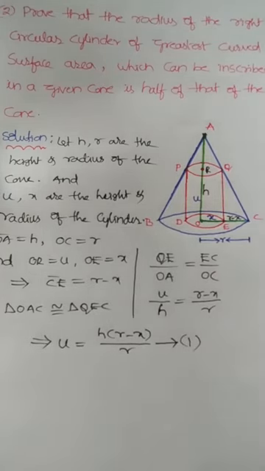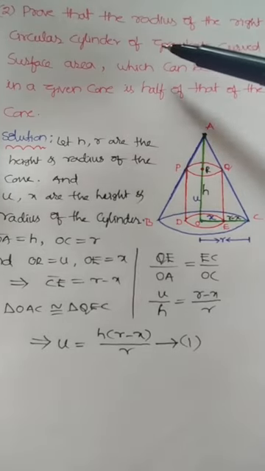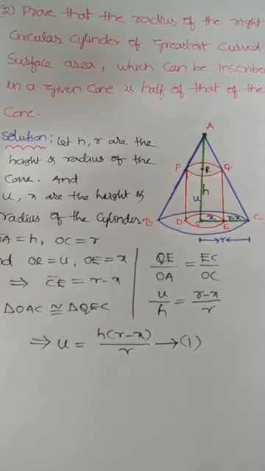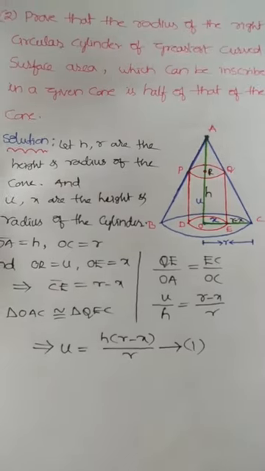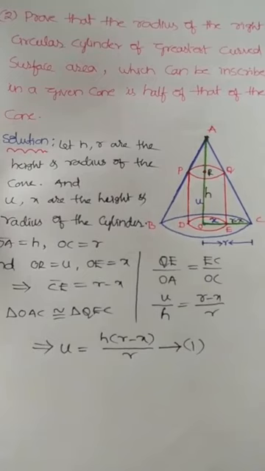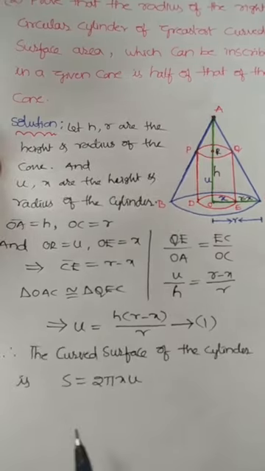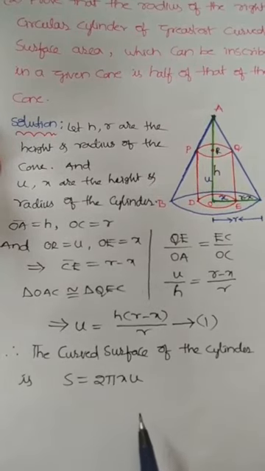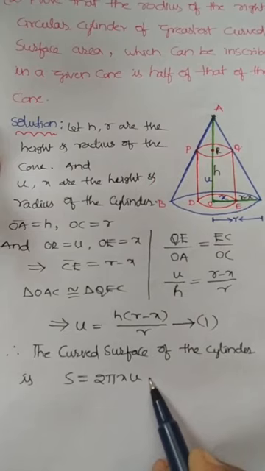In this problem he is discussing that the curved surface area of the cylinder must be greatest, so we have to frame a function. What is the formula for the curved surface area of the cylinder? 2 pi r h. But in place of the radius of the cylinder we have chosen x, and in place of the height we have chosen u. So the curved surface area of the cylinder for the given problem is 2 pi x u. So S is equal to 2 pi x u. This is equation number 2.